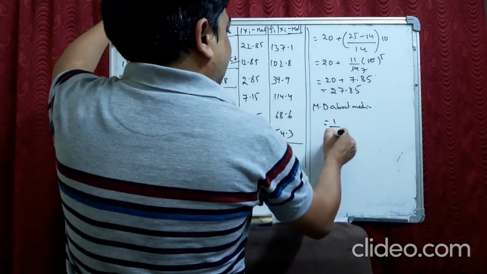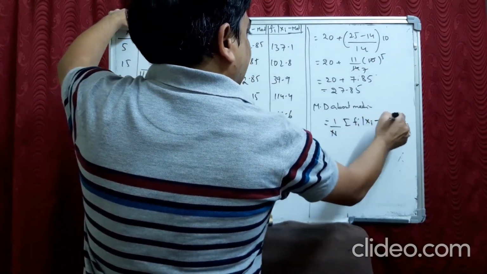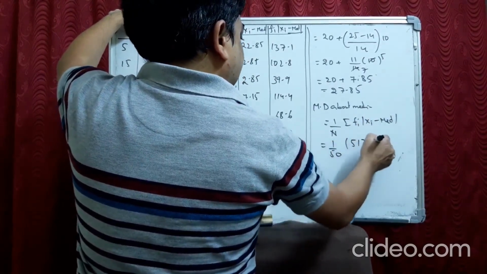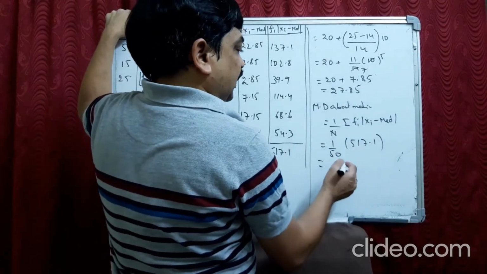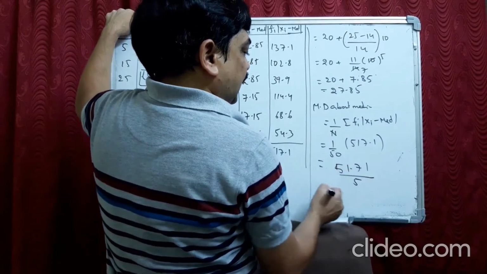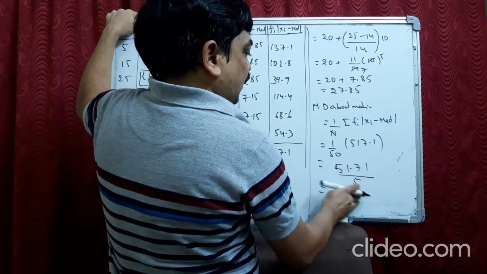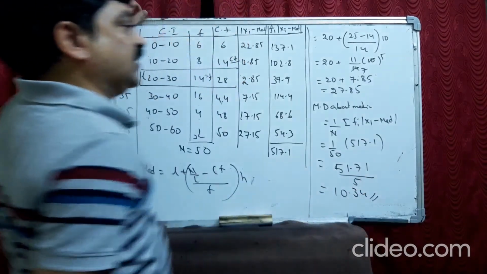Now, 1 by capital N, sigma fi into mod xi minus median. That means 1 by 50 into this value, which is 517.1. Now you can take this as 517.1 by 50, so it becomes 51.71 by 5. So it becomes 10.34 is the answer.